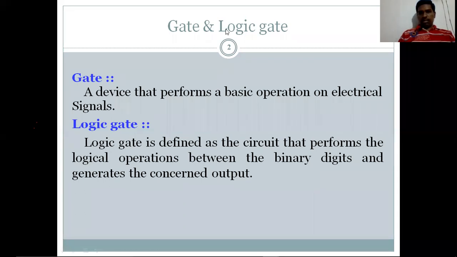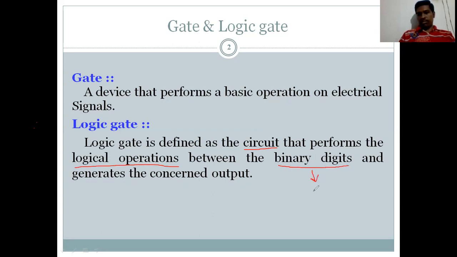Then, what is meant by a logic gate? A logic gate is also a digital circuit that performs the logical operations. This point is very, very important, right? What is a logic gate? It is defined as a circuit that performs the logical operations between the binary digits. This is very, very important. Between the binary digits, you can call these your bits also. Binary digits are nothing but your bits.